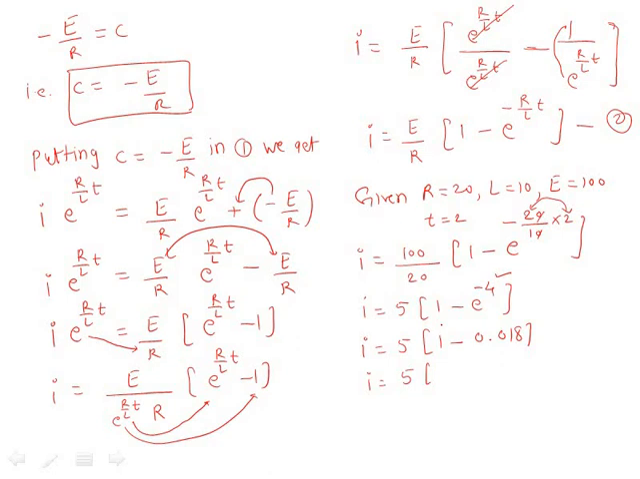Now after subtracting 1 minus 0.018, we will get 0.982. When we multiply both the terms, we will get the final answer as 4.910. This is the required value of current I. Its unit is ampere. So in this way we can solve the example based on electrical circuits.